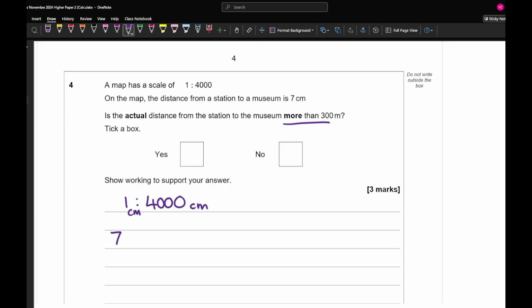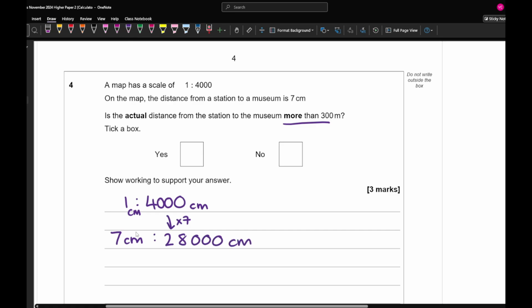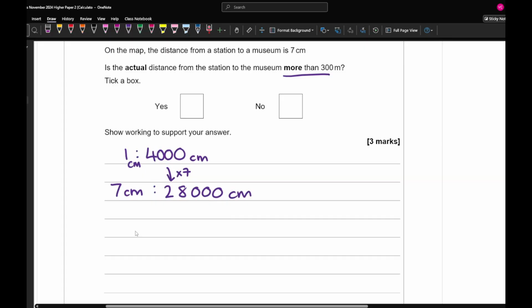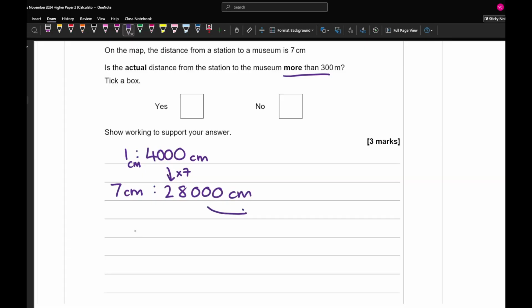So if we've got on our scale as measuring 7 centimeters, then what I need to do is multiply this 4000 by 7, and that's going to give me 28,000 centimeters. Now from this, I then need to convert this into meters. So to do that, I need to divide by 100, and if I type that into my calculator, I get an answer of 280 meters. So is it more than 300? The answer is no.